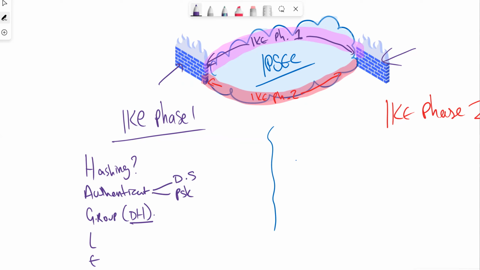And there's different forms of groups. Basically, they'll need to agree on what group or what algorithm they're going to encrypt and decrypt the data on. So the Diffie-Hellman group will have to be negotiated. So we have to define what that Diffie-Hellman group is.